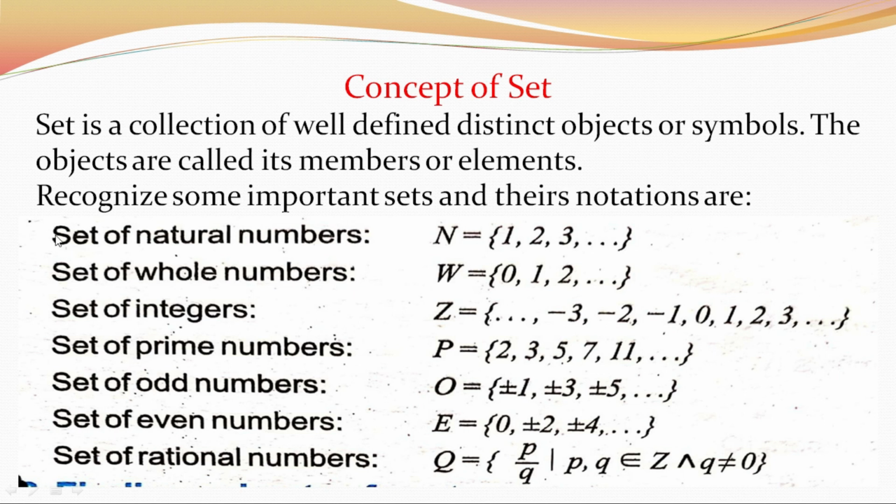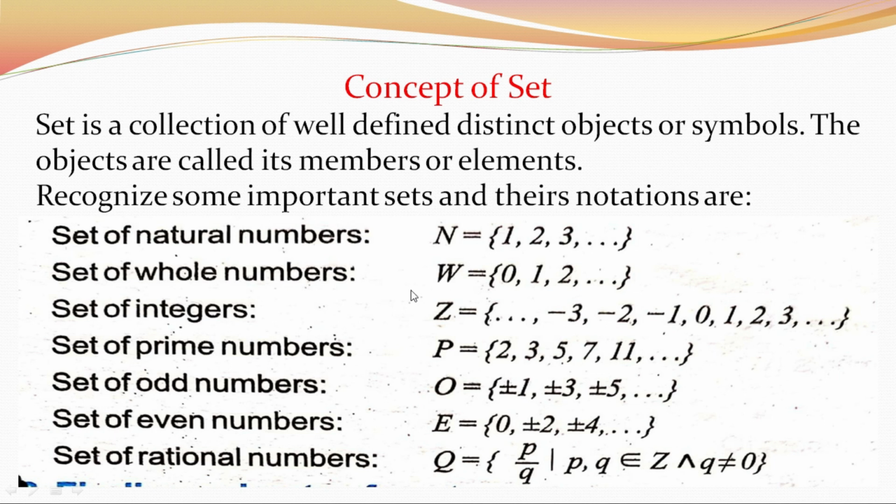You can say that in the set of natural numbers, these are the elements or members of the natural numbers: 1, 2, 3, etc. Let us recognize some important sets and their notations. First is the set of natural numbers. We denote natural numbers by capital N: 1, 2, 3 up to infinity. This is the set of natural numbers.